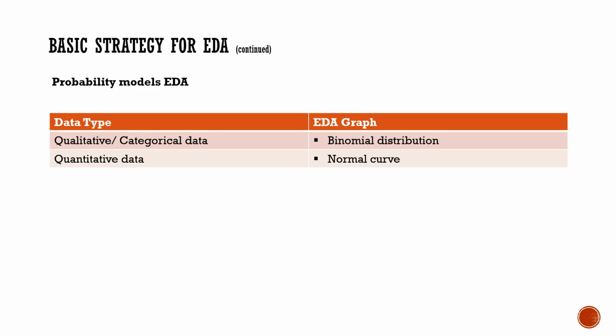When you are dealing with probability models, you might want to deal in terms of data type. For qualitative data, you want to deal with binomial distributions, and when you're dealing with quantitative data, you might want to use normal curves.